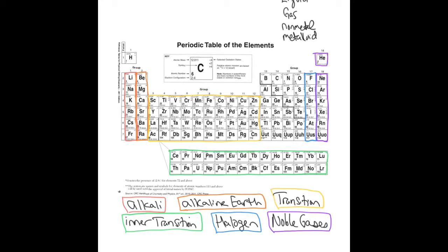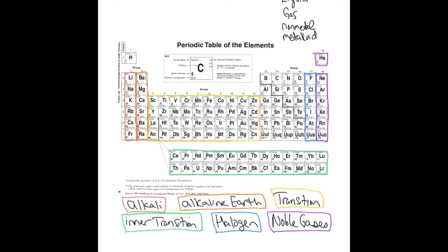Now for the second part of the color coding, you will need 4 more colored pencils, and above your periodic table, above where it's groups 13 through 17, write down the terms liquid, gas, nonmetal, and metalloid.